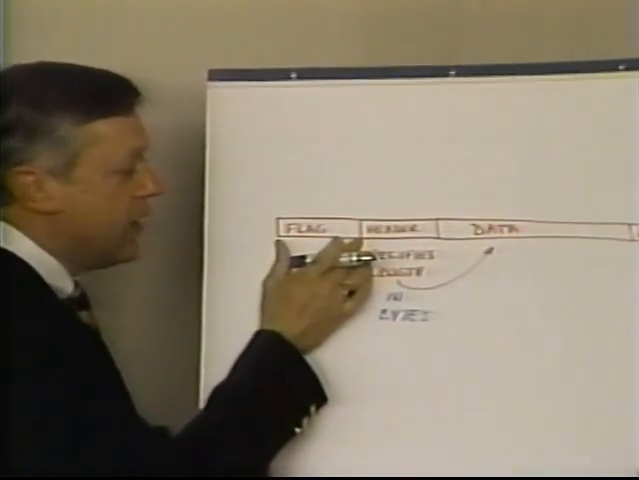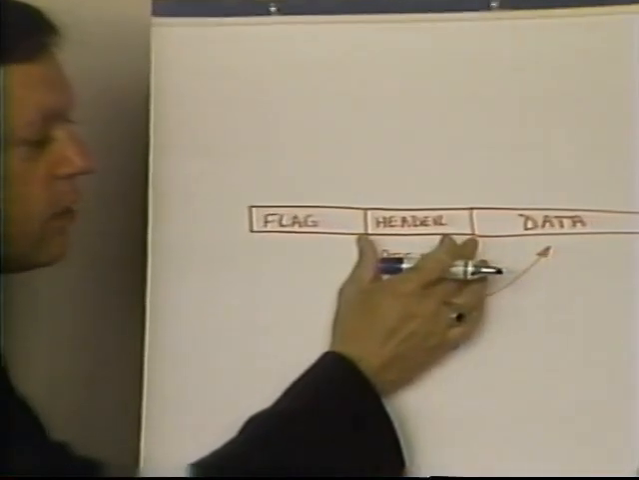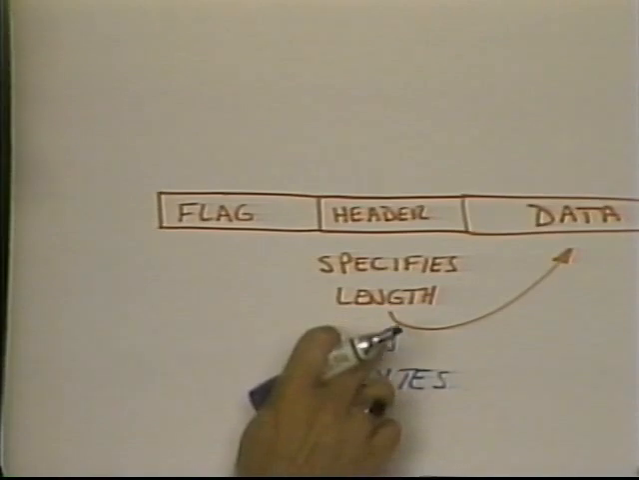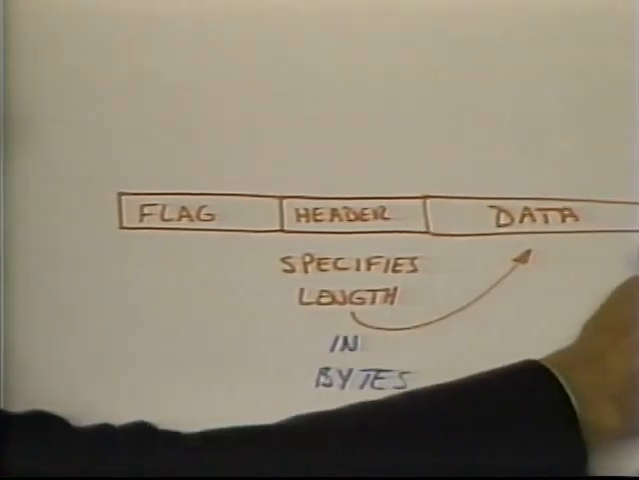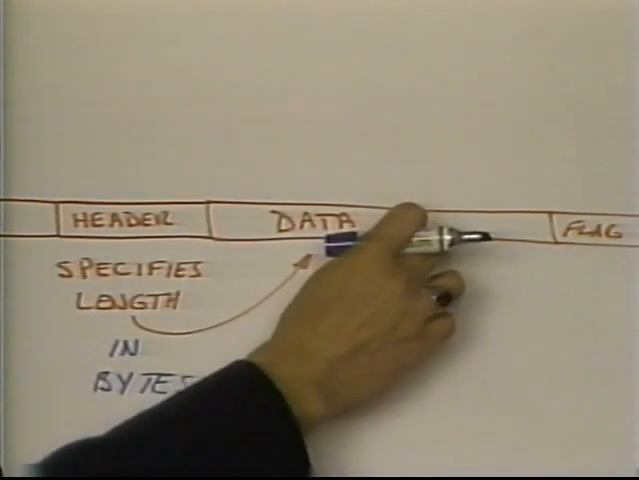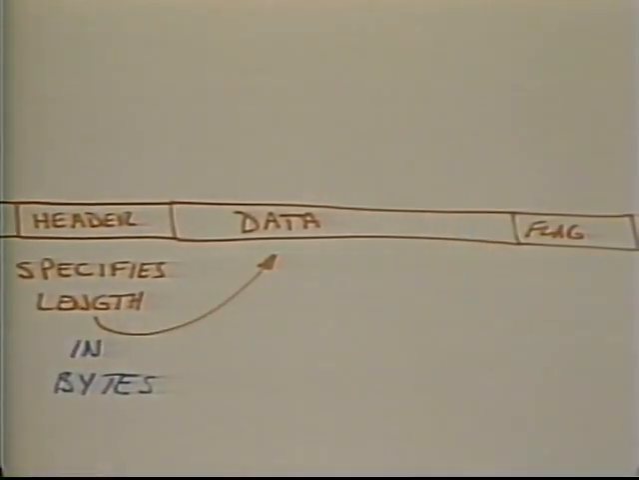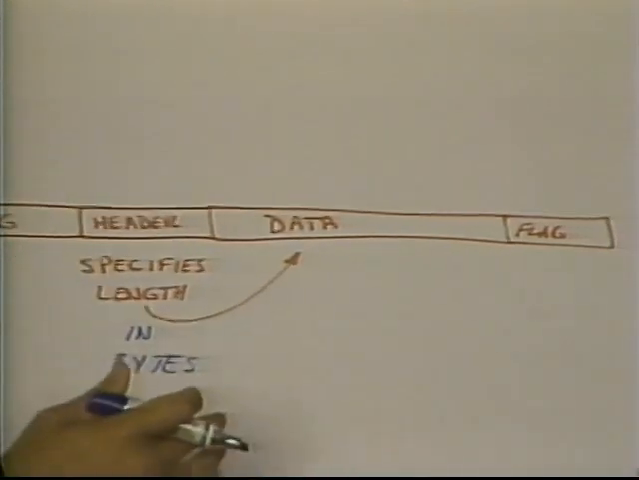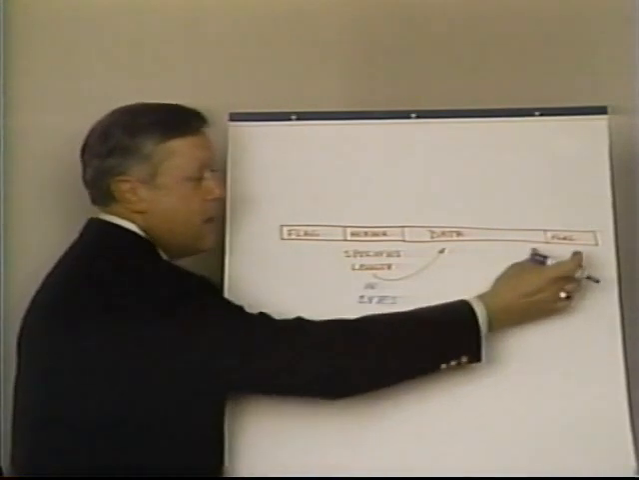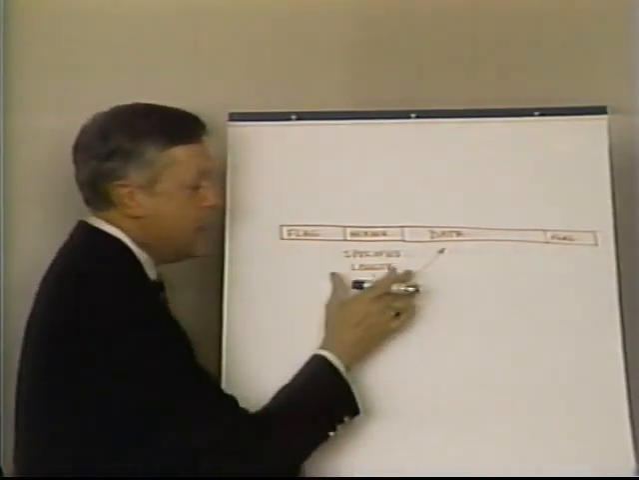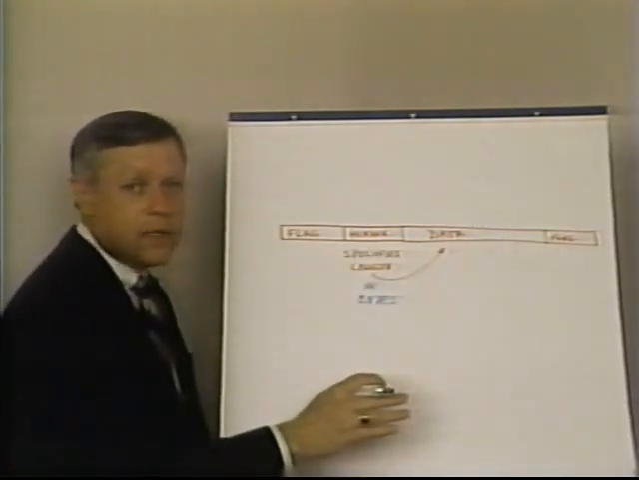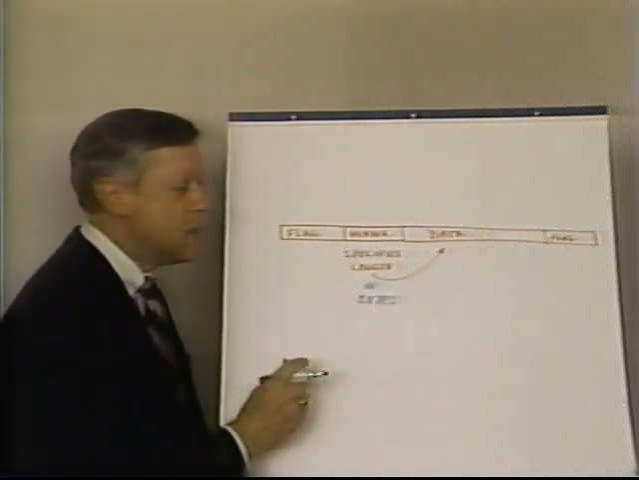The flag character says, okay, this is the beginning. The first thing following it will be a header. This header will tell you the length in bytes of the data. Now, since you know the length in bytes, you can just count the data off and you don't have to look for an end of text. And at the end will be your block check, or what they're going to call a redundancy check character, and a final flag. In this way, the data within this block can be anything you want, and it will not interfere with the transmission.